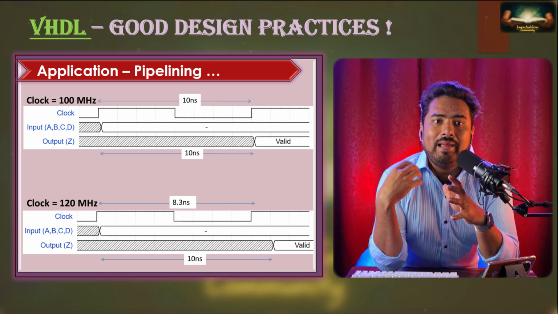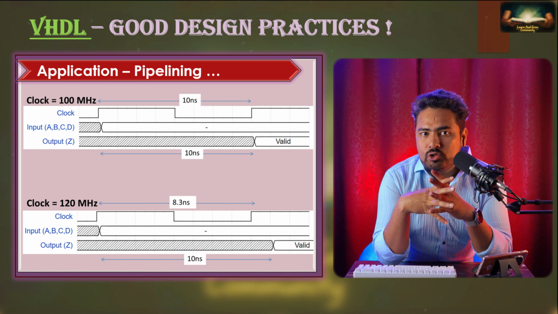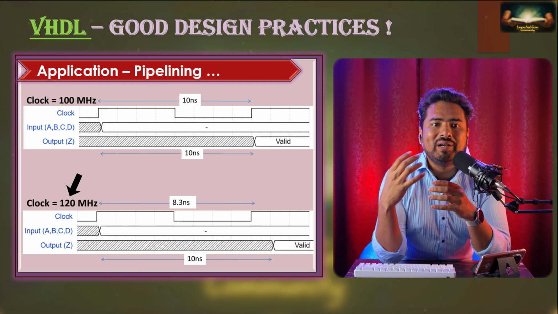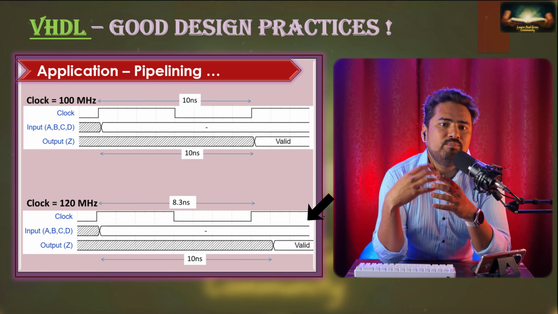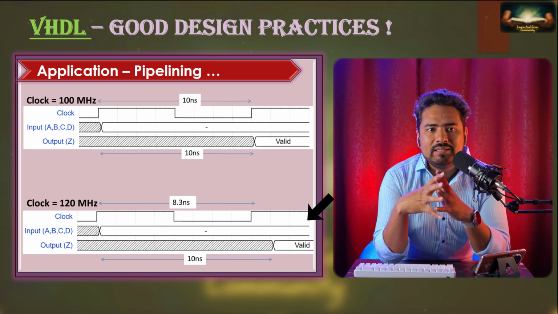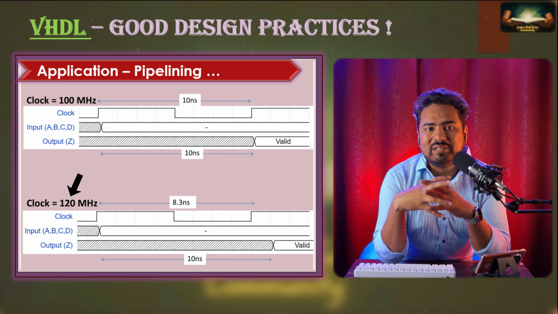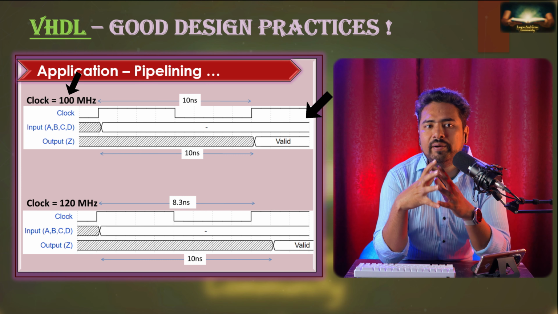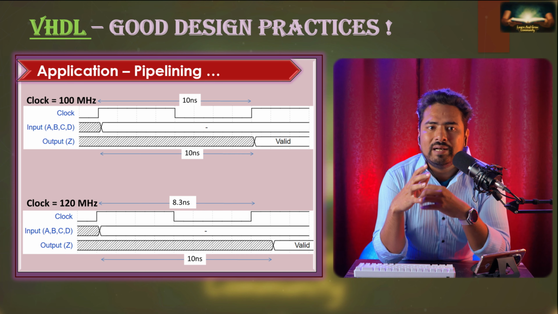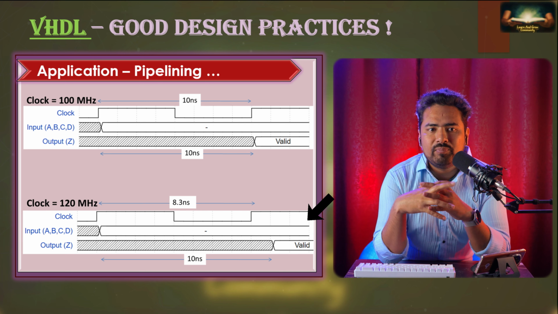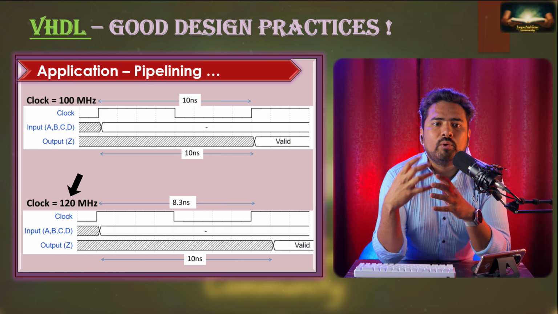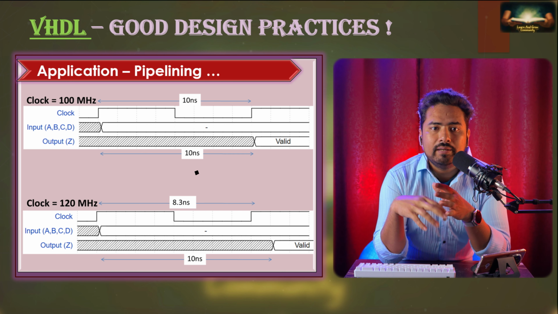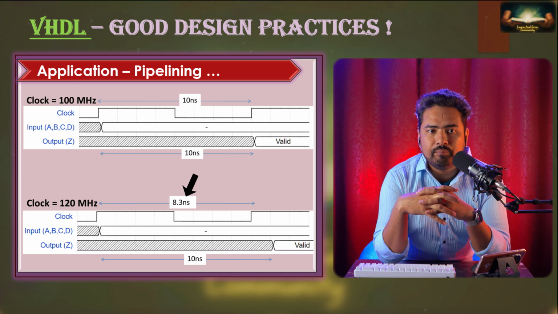Now here is where the actual problem comes, when you increase your operating frequency to 120 MHz. So look at this bottom timing diagram. This is for a 120 MHz clock signal, and the top one is copied from the last slide and is for a 100 MHz clock signal. So let's focus on the bottom one this time. When the clock is 120 MHz, the clock period is 8.3 nanoseconds, but your design still has 10 nanoseconds of propagation delay.